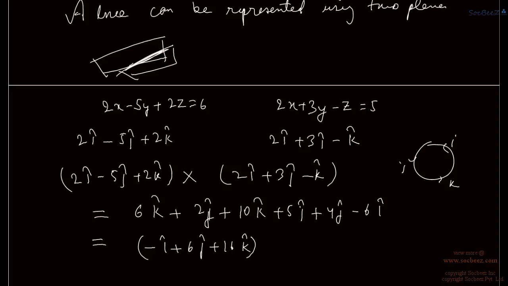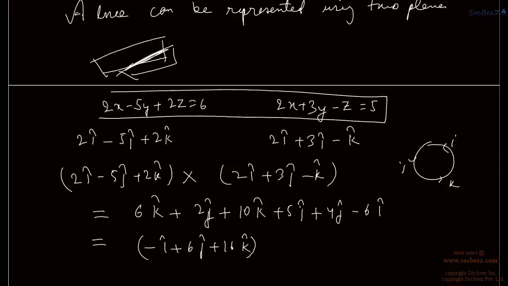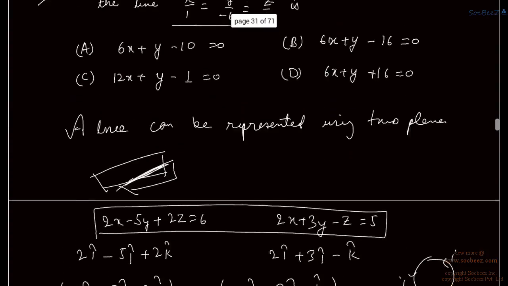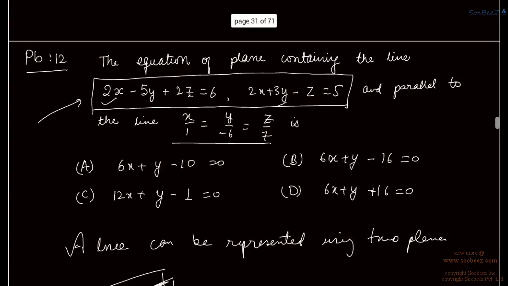Okay. So we have a direction ratio of a vector which is parallel to the line of intersection of these two planes, right? And we have a line which is parallel to this. So we have to find the equation of the plane which contains this line and is parallel to this line. Okay.